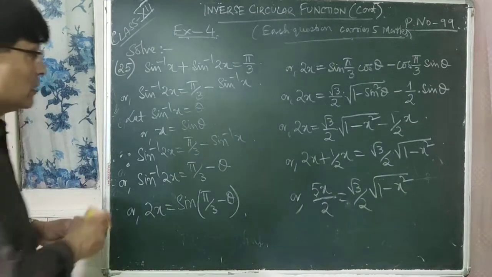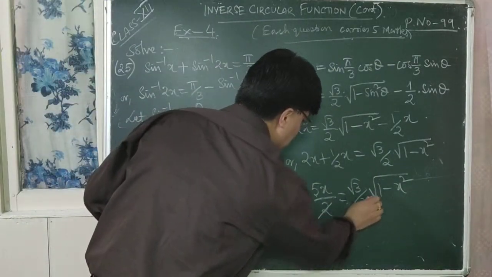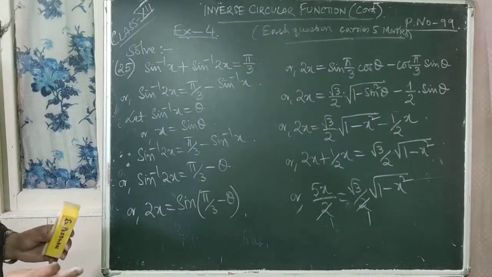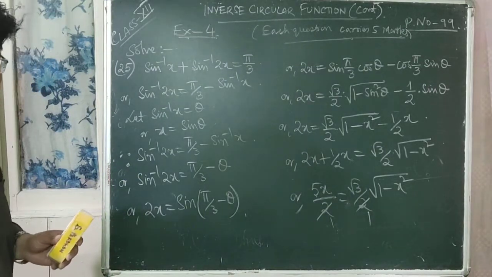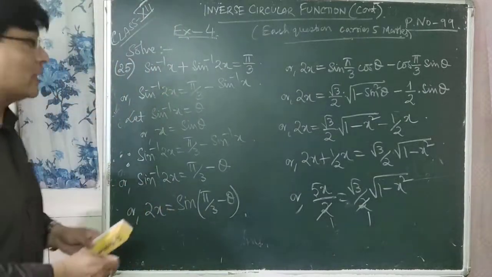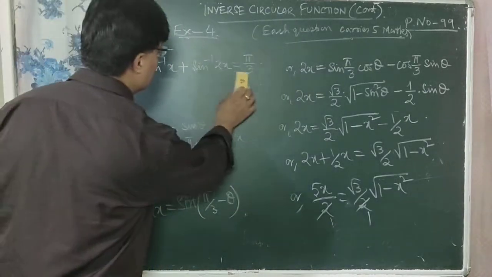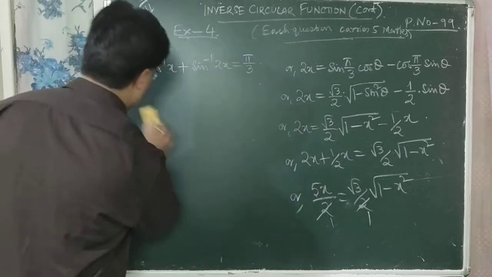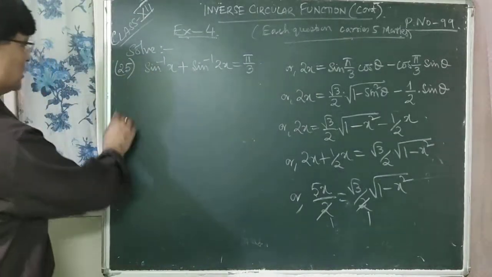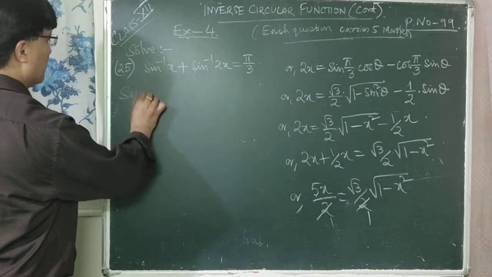Clear? So from here you can cancel these 2. They are in the denominator, and in the denominator 2 is common here, so you can cancel it from both the sides. So now write down squaring both the sides. That means remove the square root from the right hand side. In order to remove the square root from the right hand side, you have to square both the sides, isn't it? So write down squaring both the sides.